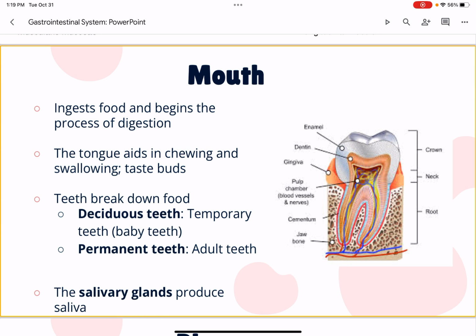Mechanical digestion begins as you bite, grind, and chew food with your teeth. The flexible, muscular tongue on the floor of the mouth pushes the food about to aid in chewing and swallowing. Taste buds on the tongue enable us to taste foods as sweet, sour, salty, bitter, or umami, or savory. The tongue is also important in speech.